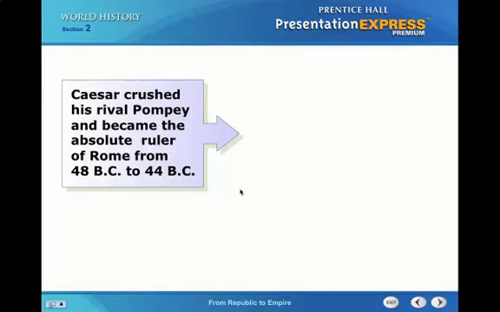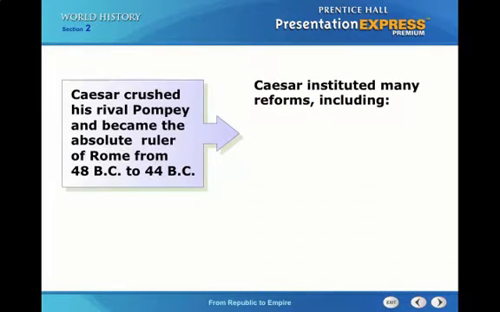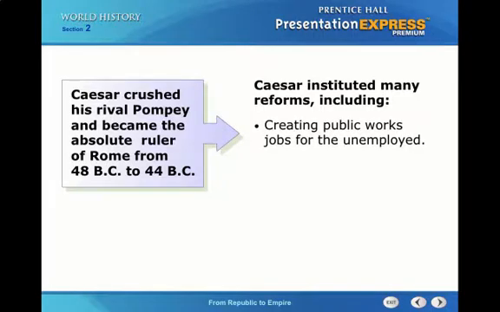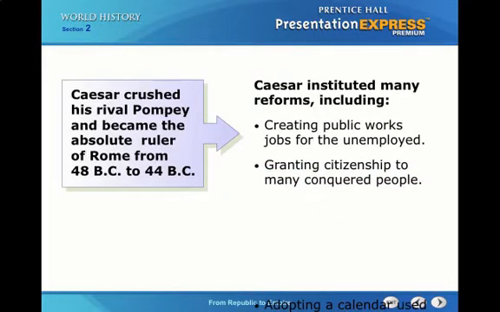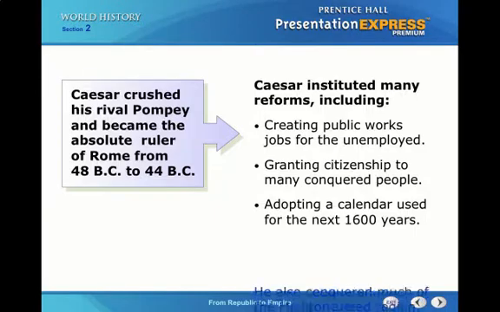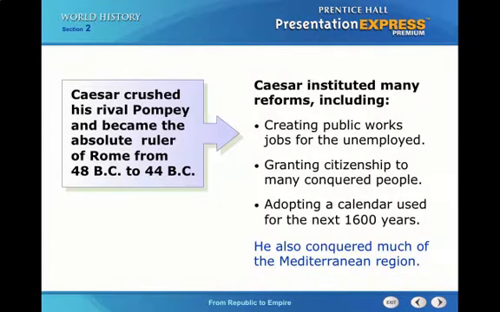So Caesar ends up crushing his main competition, Pompey, who was once his friend and his partner, and became absolute ruler of Rome. He institutes lots of reforms. He creates public works jobs for the unemployed. He grants citizenship to lots of the conquered people. He expands the Senate and the number of people who can be tribunes. He adopts a calendar that's going to be used for the next 1,600 years. Our calendar is loosely based on the Caesarean calendar. And he also conquered much of the Mediterranean region.